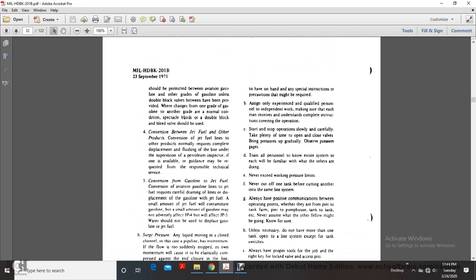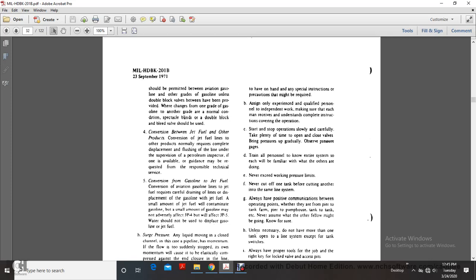Assign only experienced, qualified personnel to independent work. Make sure that each man receives and understands complete instructions covering the operation. For the start and stop of the operation, proceed slowly and carefully, take plenty of time, close valves, and bring pressure up gradually while observing the pressure gauges. Train all personnel to know the entire system, each being familiar with what the others are doing.